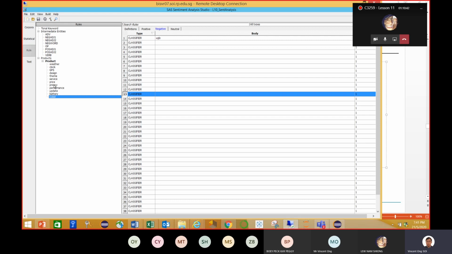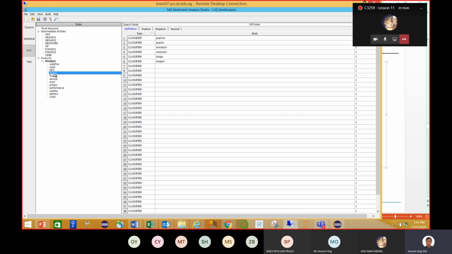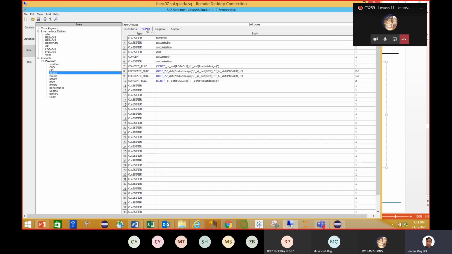So for example, let's talk about this design. When I talk about design, the definition is this: graphics, animation, all those things, for the positive tone of design. How is it defined? You can see that I use the concept rule for the design positive.